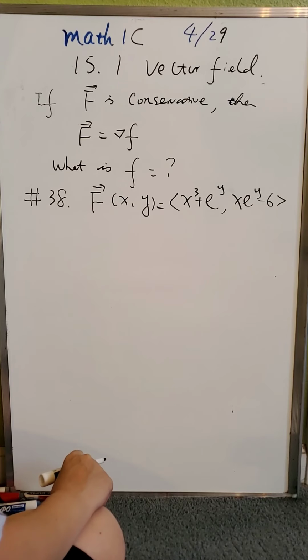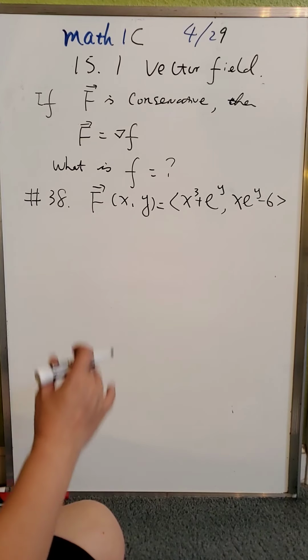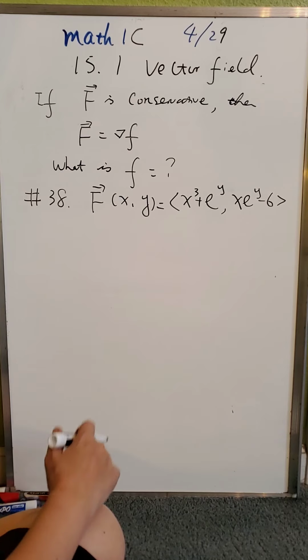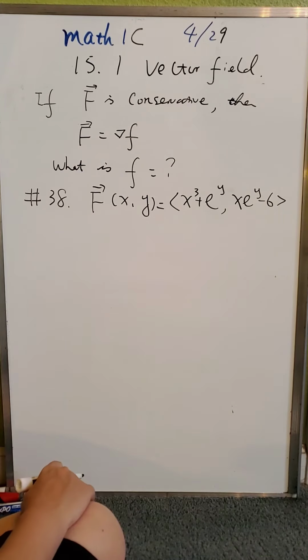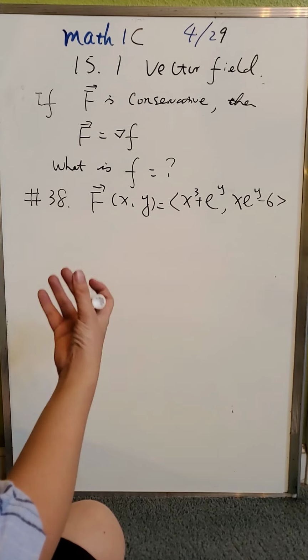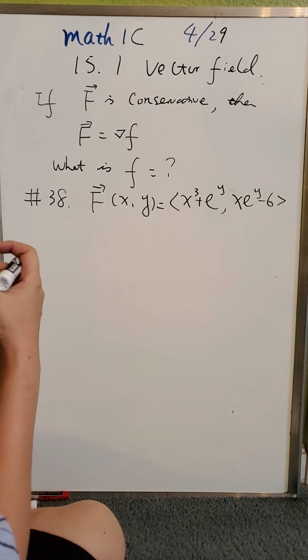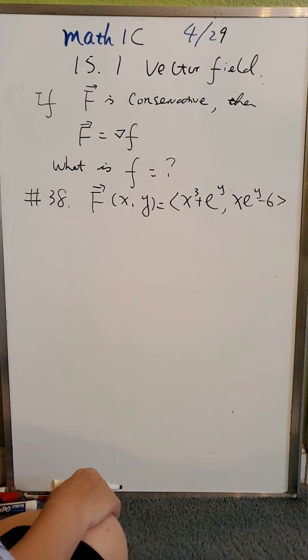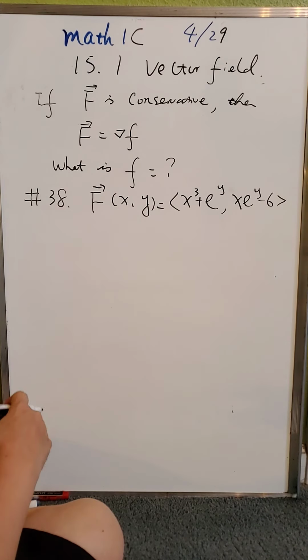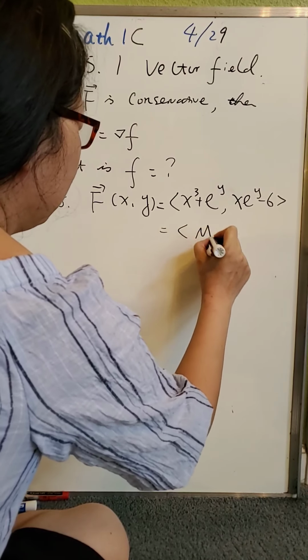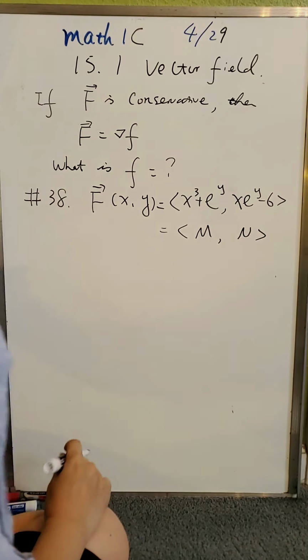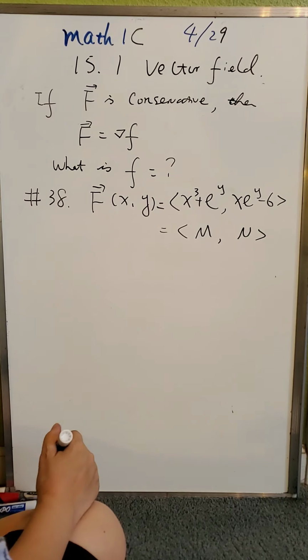Now I want to mention one more thing: if you take Math 2, you learn about exact. Exact is the same as conservative. In 1C we call it conservative for vector fields, but in Math 2 differential equations they call it exact. So this is the same as M and N. From now on we try to use M and N to represent that.